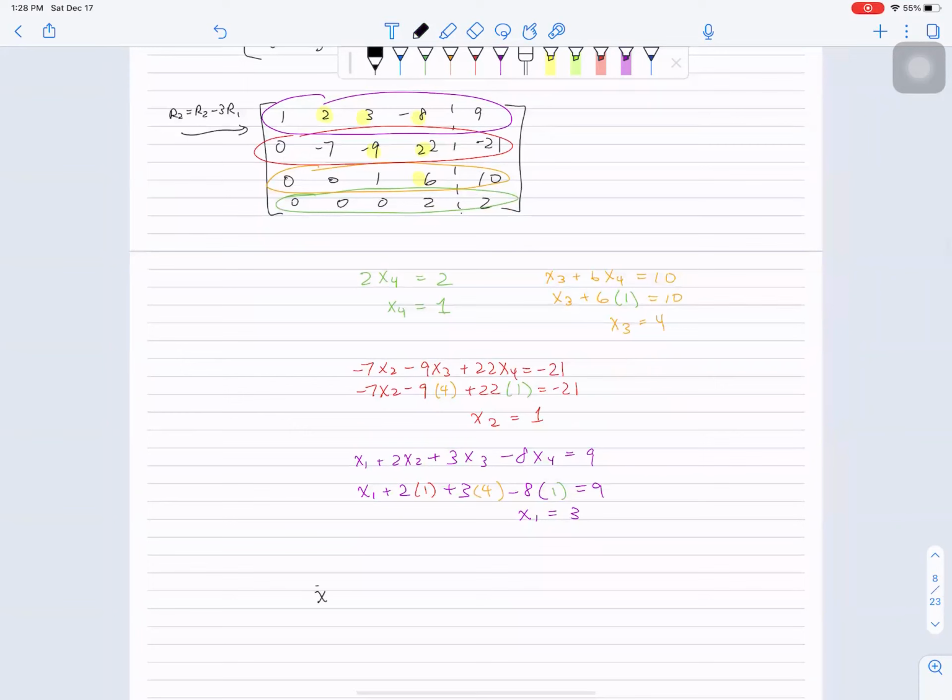So my final solution is x1, x2, x3, x4 equals, what is x1? That's 3. x2 was 1, x3 was 4, x4 was 1.